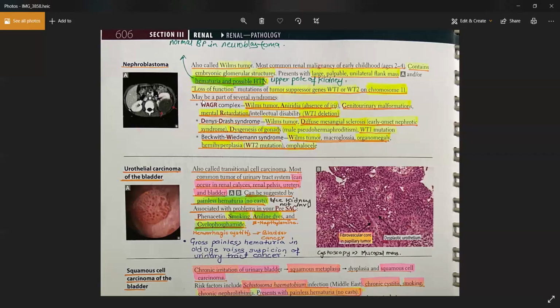So let's discuss the first, the WAGR syndrome or the WAGR complex, in which you have a Wilms tumor, okay, and aniridia, in which your iris is absent in the eyes. Some part of the iris could be absent, okay, and aniridia you call it. Genitourinary malformations will be seen, and mental retardation will be seen. So WAGR is seen in the WAGR complex. It is because of a WT1 deletion.